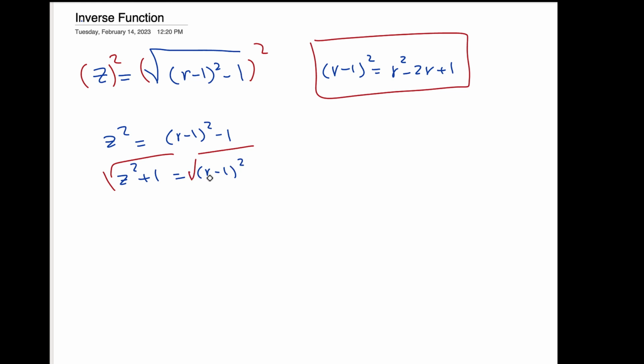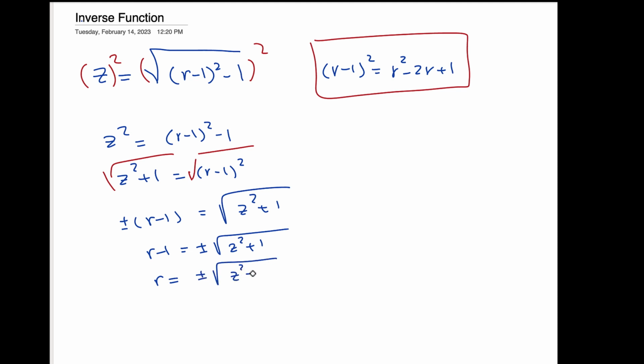And then what I get is going to be r minus 1, but I don't know if r minus 1 is positive or negative, so I have to have a plus and minus in here, equal to square root of z squared plus 1. So the to power 2 and square root go away, but I end up with absolute value. That's why there's a plus and minus in here. Take the plus and minus to the other side. It's just easier to deal with it on the other side. And then solve for r by adding 1. So r equals plus or minus square root of z squared plus 1, plus 1.